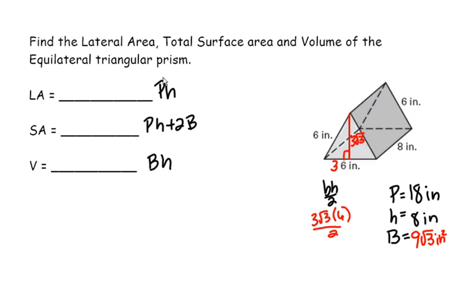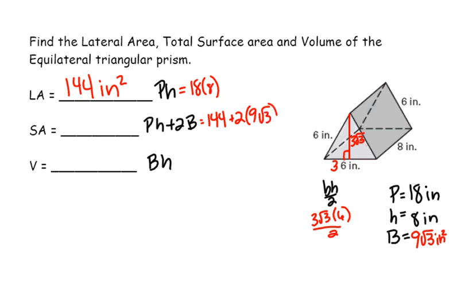All right, so now we have all our pieces. Let's go ahead and fill them in. So 18 times 8 gives me 144, and units are inches squared. We take that 144 and we add 2 times the area of my base, which is 9 radical 3, which means we get 144 plus 18 radical 3 inches squared for our surface area.